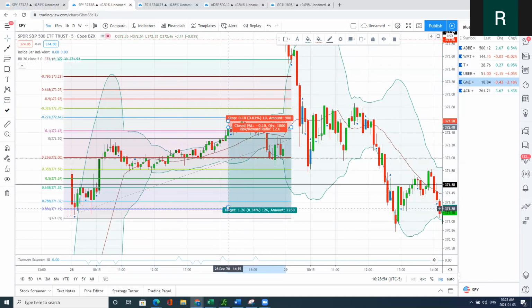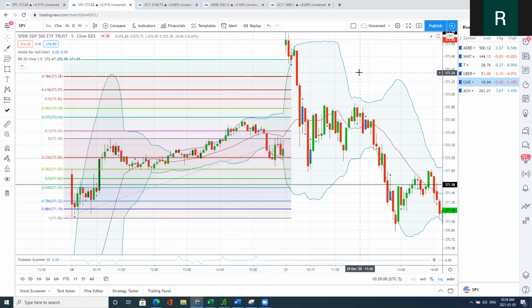You can put your stop above the 272 or above the candle, like so, and do something like this. And then if you get that and you're able to go into the close at the very lows, that's above 6R, which is amazing.